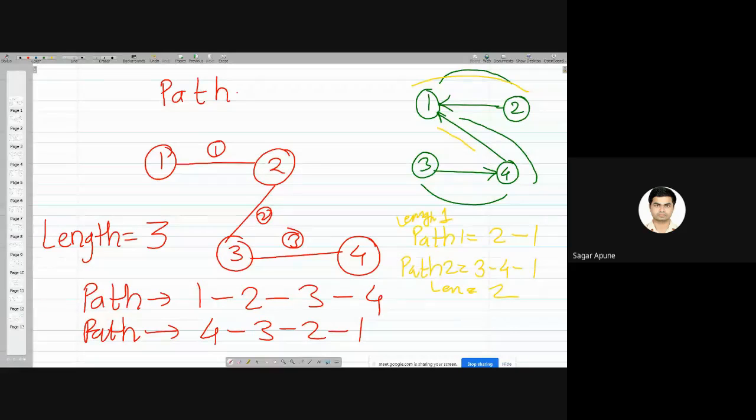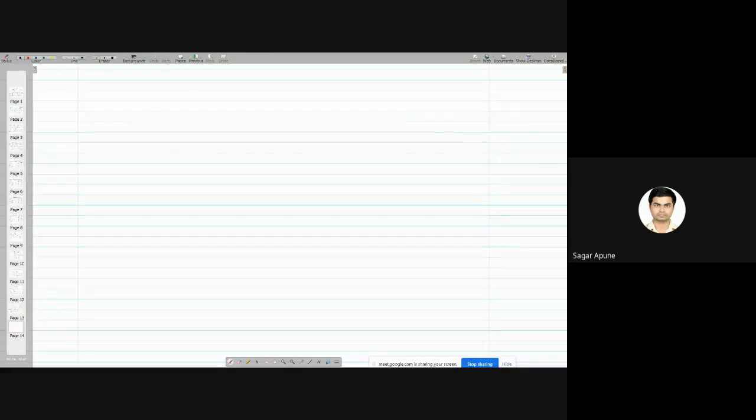Next one is cycle. Next terminology, cycle. Cycle means what? Start from one point, again reach this point again, right?